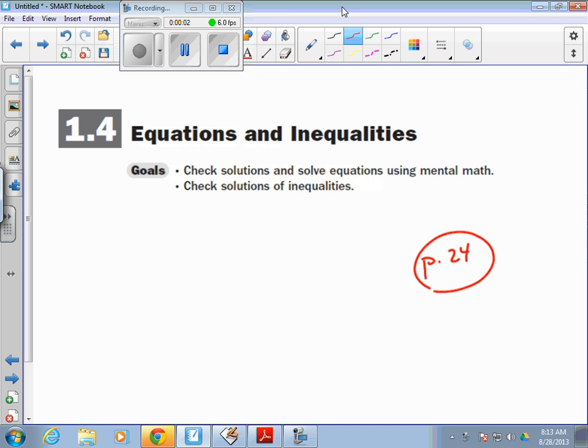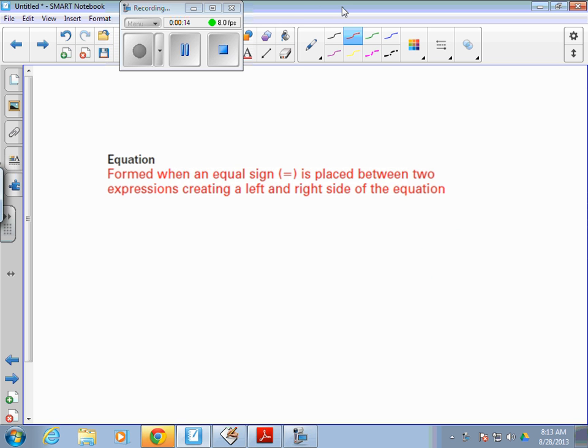Algebra 1, Section 1.4, Equations and Inequalities. A couple of goals today. We're checking solutions and solving equations using mental math, and we're going to do the same with inequalities. It begins on page 24 in the textbook. A handful of definitions to start.